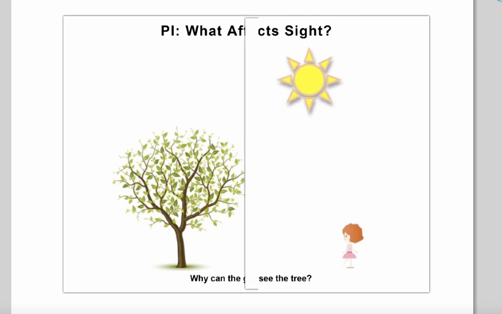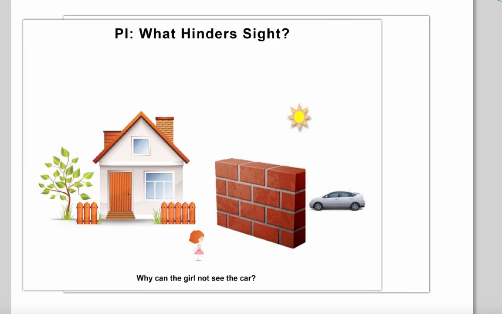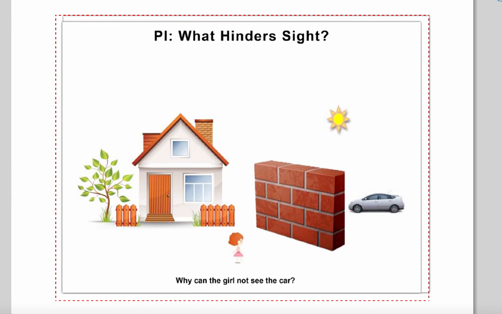If they don't get this straight, clear path, there's another image here where they have this little wall, and that helps to say, well, why can't you see the car now? And that helps to bring out the idea that, well, you need to have a straight path.